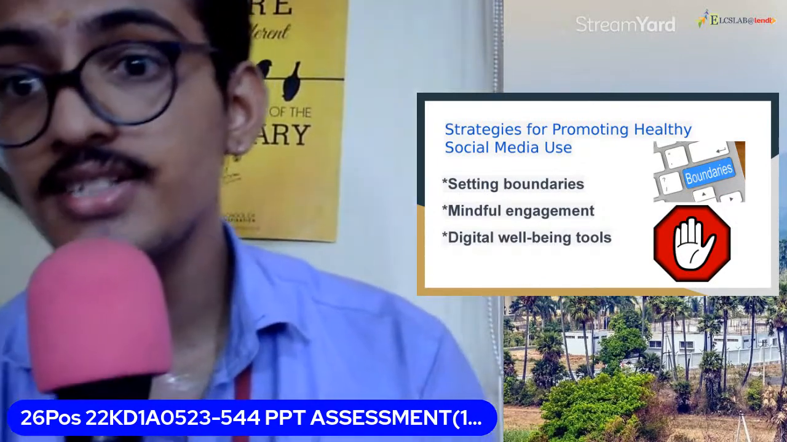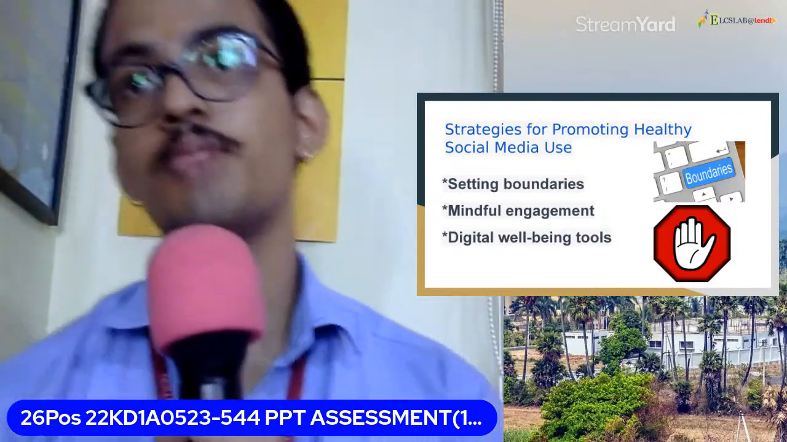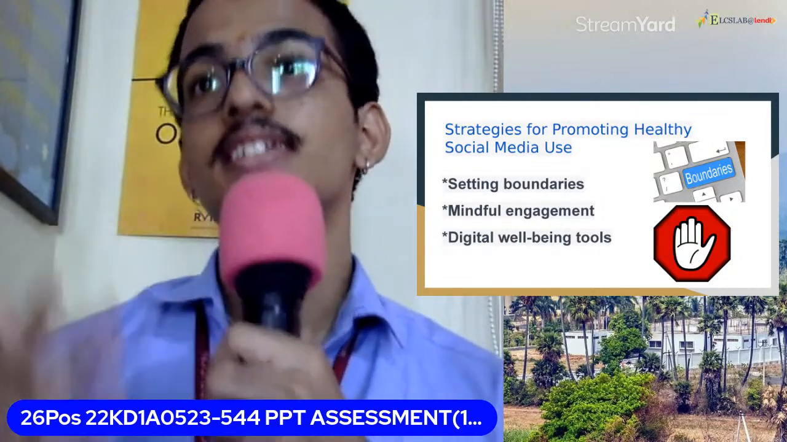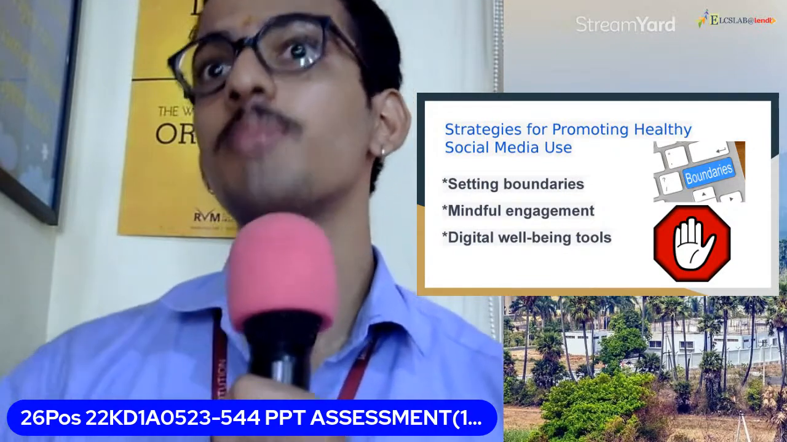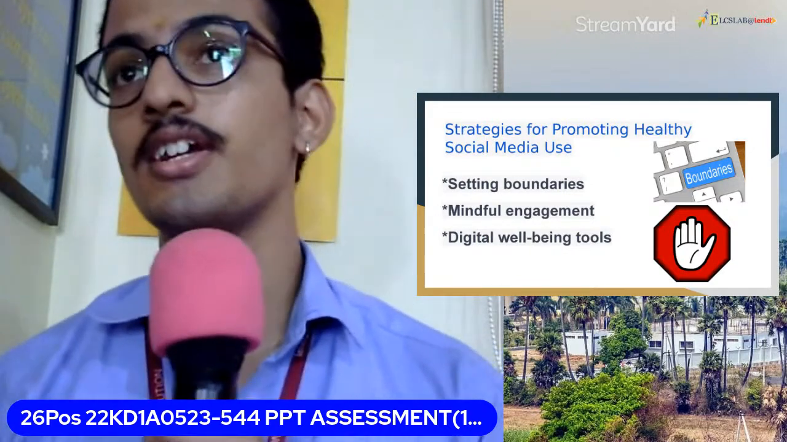Now, strategies for promoting healthy social media use. First, setting boundaries. You need to set particular boundaries. That means you need to allocate time slots for using social media. For example, 2 hours per day, 3 hours per day, like that you need to set boundaries.